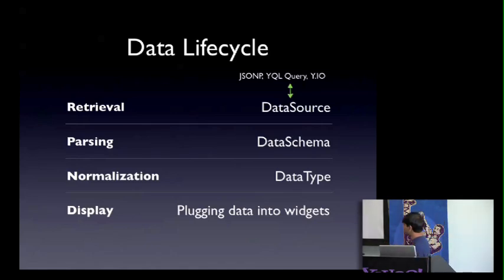For parsing, we're going to look at DataSchema. For normalization, we're going to look at DataType. And for display, we're going to look at some data-consuming widgets that are in YUI 3. We're going to talk a bit about the new AutoComplete that's out. We're going to talk a bit about DataTable in YUI 3 and charts, which is in the gallery right now.